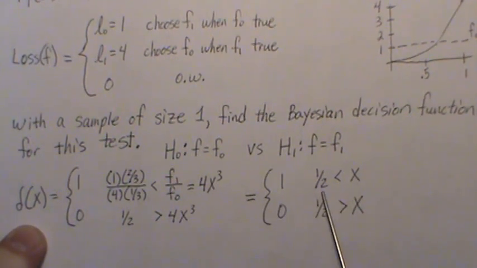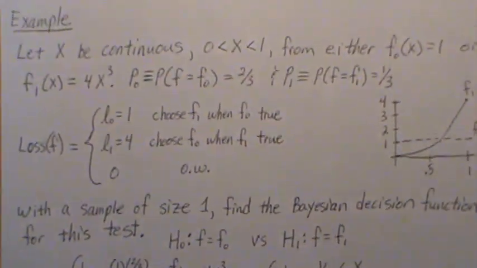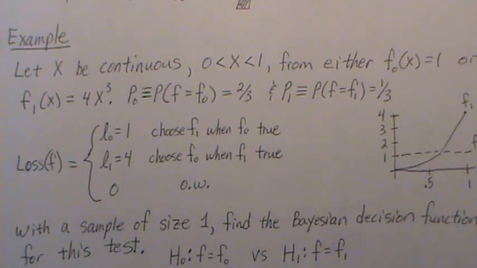So the Bayesian decision function that minimizes the risk is: if x is greater than 1/2, we choose the alternative hypothesis. If x is less than 1/2, we choose the null hypothesis. And that's the Bayesian decision function for this example.